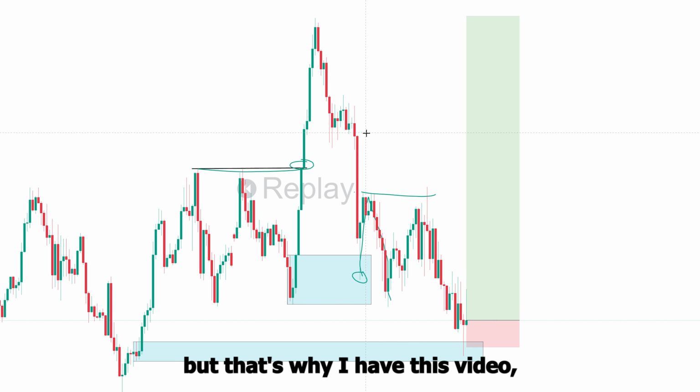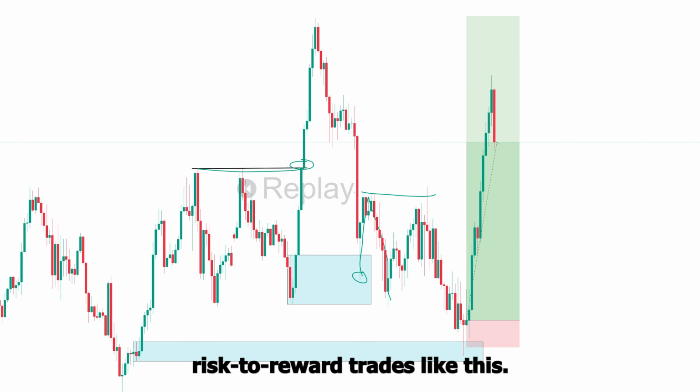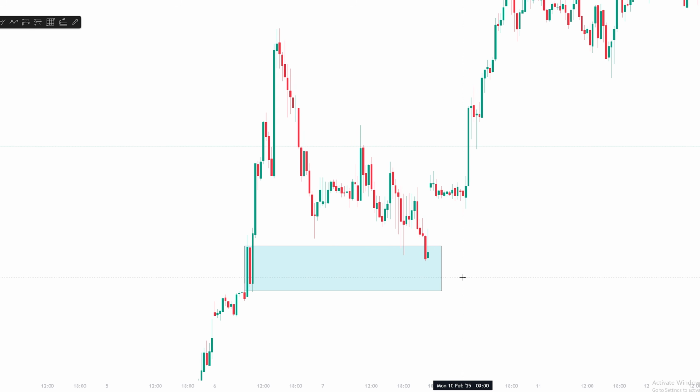But that's why I have this video, because later in this video I'm going to talk about key areas so you can actually identify when the trend is going to change, and then you can actually hit those insane risk to rewards and avoid trades like this. So let me find a C setup and I'm going to explain that. What I'm going to do is find 3 setups for each type, C, B and A plus setups. I'll break them down and explain each one pretty quickly. Once you've seen these, you'll be able to get pretty advanced at identifying high quality setups on your own.